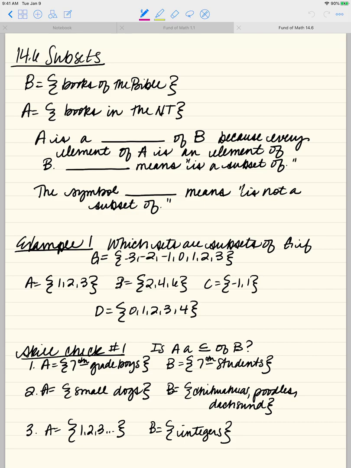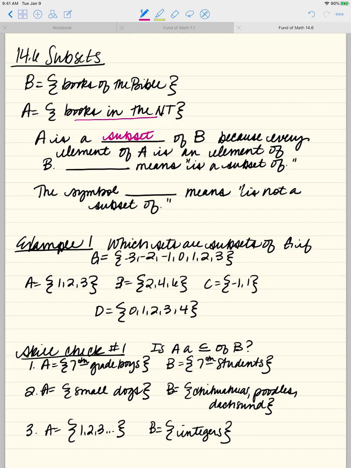Well, books in the New Testament are also books of the Bible, right? Now, not all books of the Bible are books in the New Testament because that wouldn't include the Old Testament, but all books in the New Testament are books of the Bible. So we would say that A is what we call a subset of B because every element of A, every book in the New Testament, is an element of B. Every book in the New Testament is a book of the Bible.